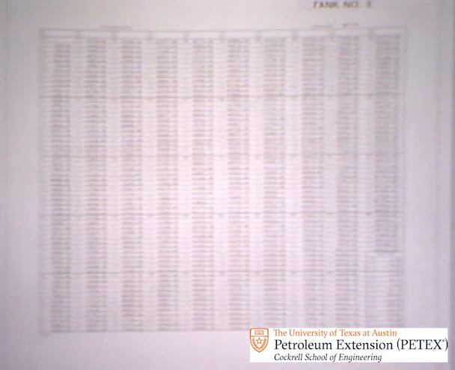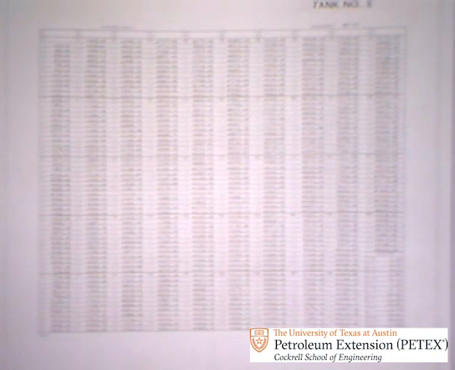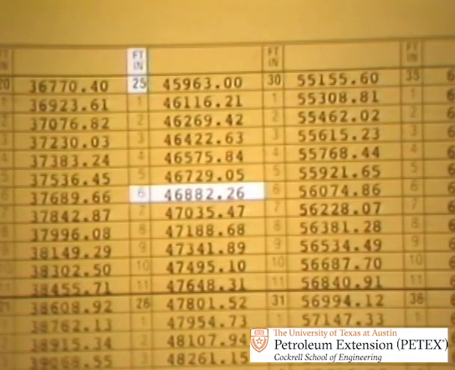Capacity tables show the amount of liquid in a tank at any given height. For example, this table shows that if the liquid height in the tank is 25 feet 6 inches, then the tank contains 46,882.26 barrels of liquid.